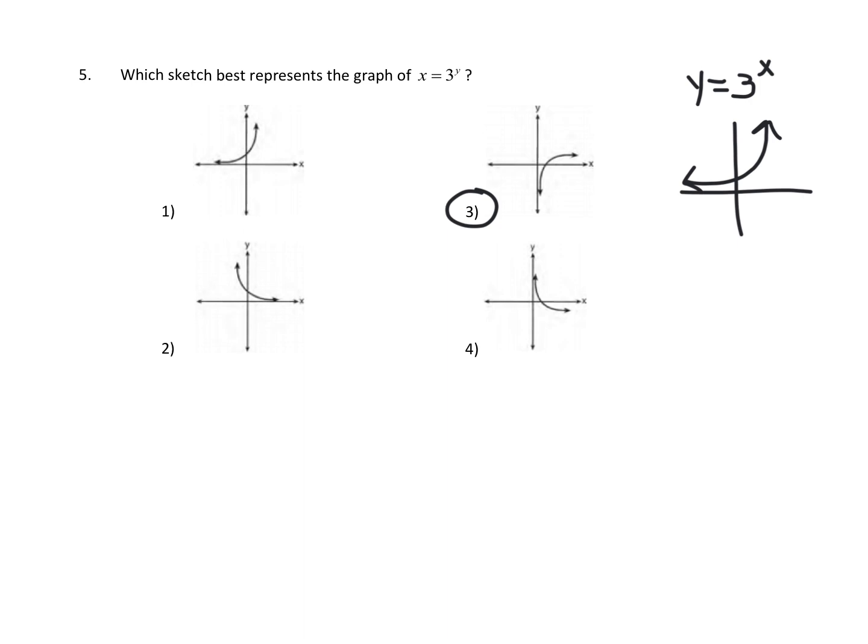Now that might have been tricky for some of you to see, and if so, that's okay. I'm going to show you a different way to go about it. Let me change colors here. If I go back to my original equation, x equals 3 to the y power.